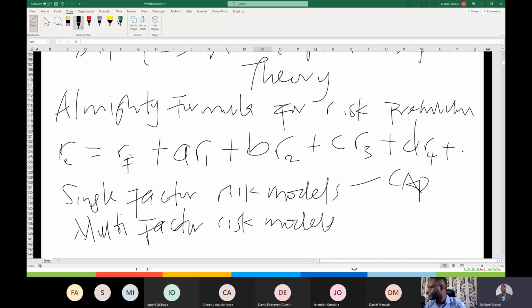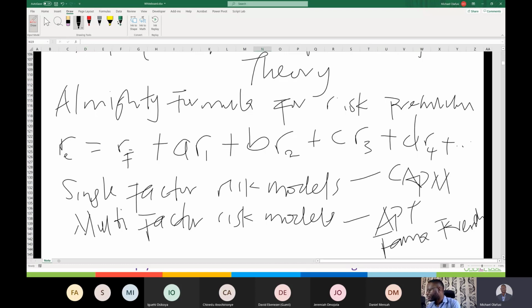This CAPM is a single factor risk model. That's why most people do not like it. Unfortunately, it is the most transparent. Let me use the words easy to explain. These other ones can be like a black box. Most of the time, most APT models are Fama-French. There are many approaches, depending on the industry you are trying to go into.